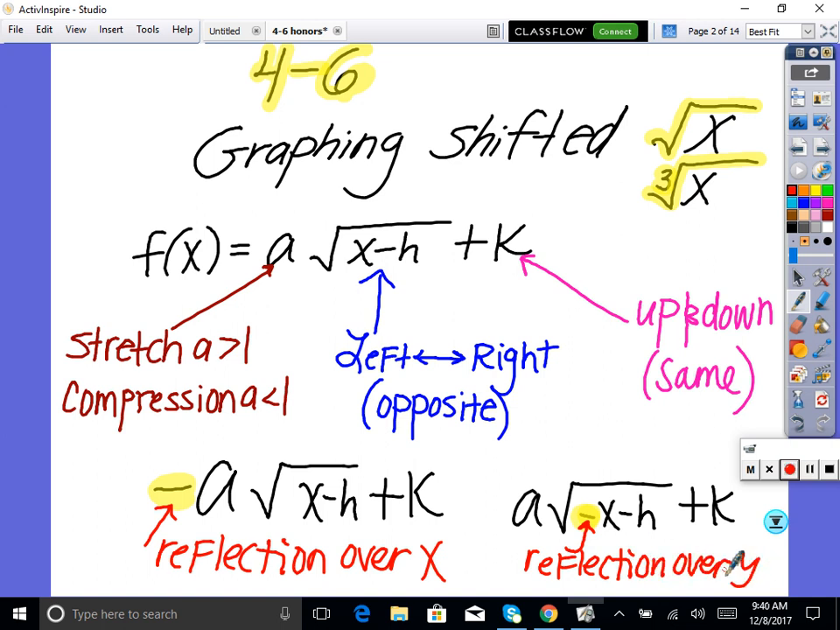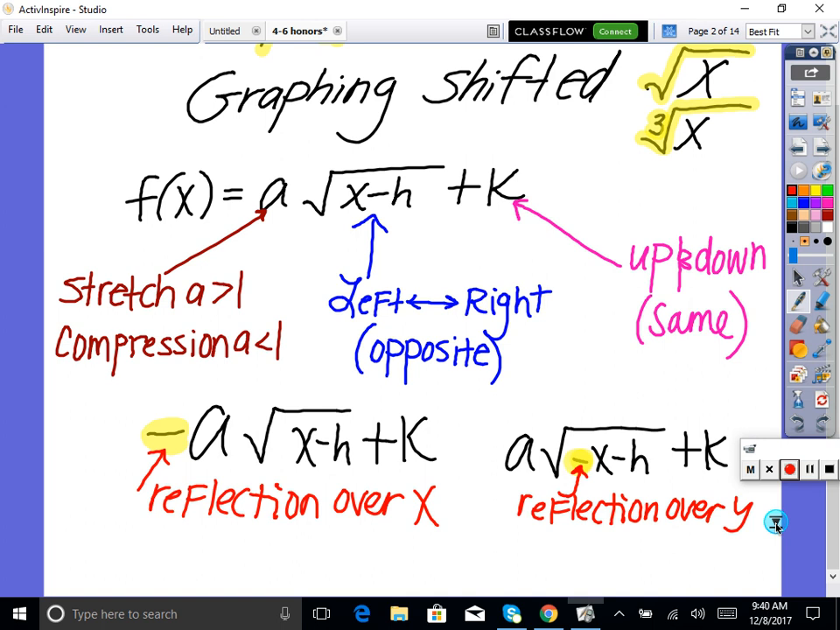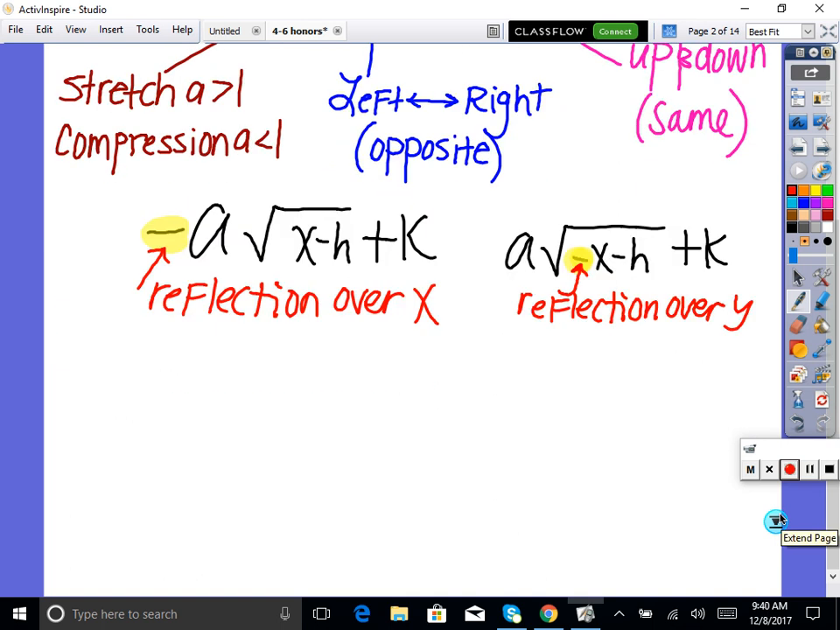Now, how it was really easy for me to remember that is literally, it's so funny. This morning, I was laying in bed thinking I gotta get up, and I was thinking about this lesson, and I don't know what it was, but I was like, oh yeah, reflection over y, and then I was like, oh yeah, that makes sense. I already knew it, but I just didn't think about it very well.